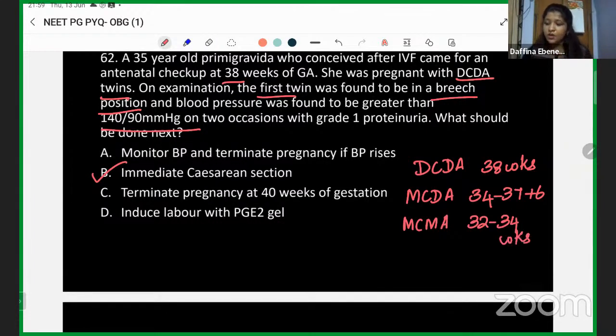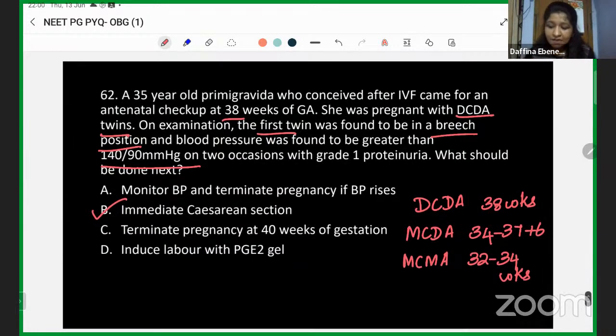Okay. So now our clinical scenario was a 38 weeks mother with DCDA twins, leading twin in breech position. Blood pressure was found to be greater than 140/90 on 2 occasions. The second question that should come to your mind is, is she preeclampsia or not? She's not preeclampsia. Why is she not preeclampsia? She only had grade 1 proteinuria. Okay.